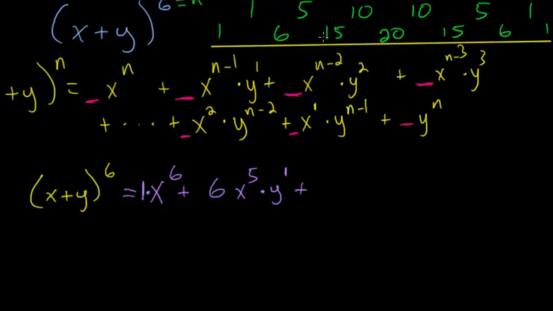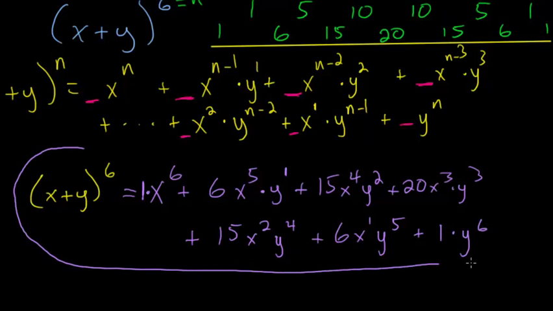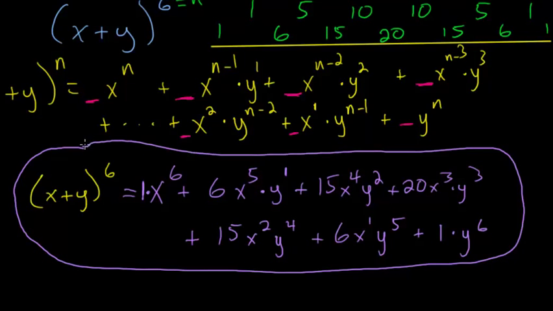And then plus, now we have 15, x to the fourth, y squared, plus now we have 20, x cubed times y cubed, and I'll continue it here, plus 15, x squared, y to the fourth, plus 6, x to the first, y to the fifth, and ending with 1 times y to the sixth. So this here is the expansion of x plus y to the sixth.